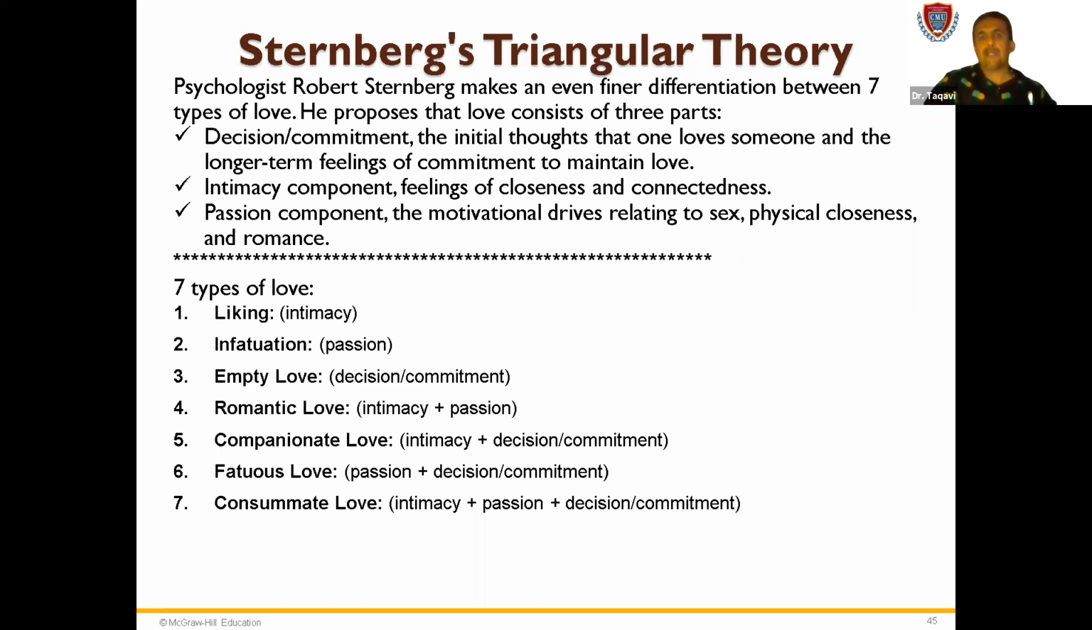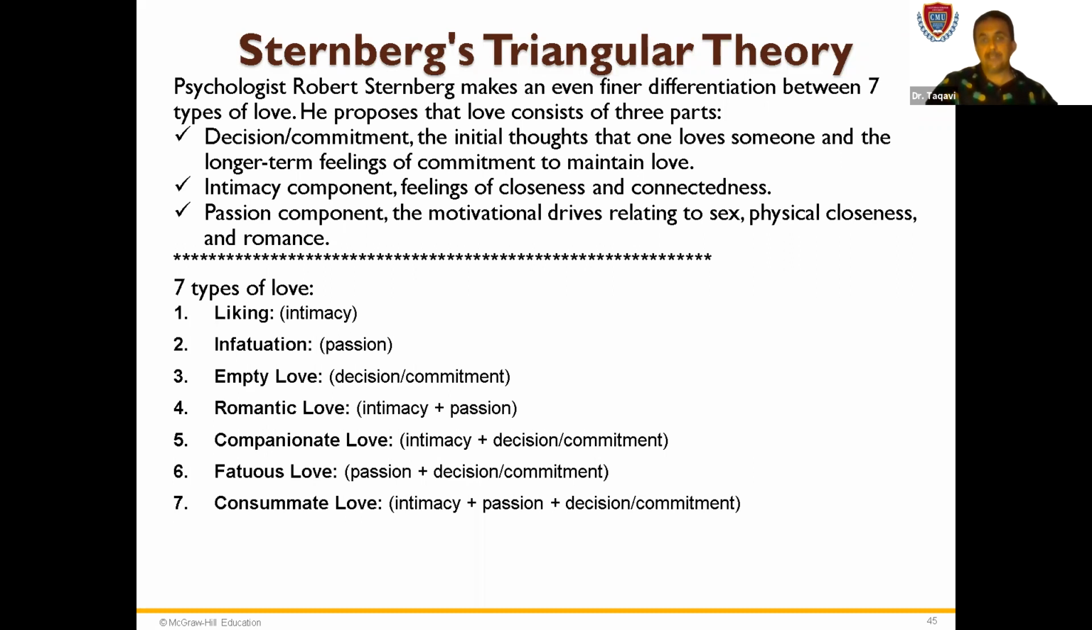Psychologist Robert Sternberg makes an even finer differentiation between 7 types of love. He proposes that love consists of 3 major parts: commitment, passion, and intimacy. Commitment, or decision, is the initial thought that one loves someone and the long-term feeling of commitment to maintain love. It is the first major component of love. The second one is the intimacy component, which is about telling secrets to another person. You are intimate with him or her. It is the feeling of closeness and connectedness.